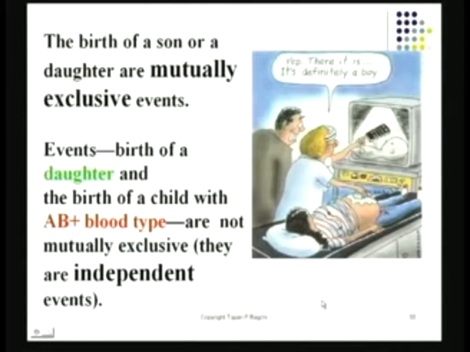Here's an example. There are two events: the birth of a daughter, and the birth of any child with AB plus blood type. Now, AB plus blood type is determined by biological considerations, and different biological conditions lead to the birth of a daughter. These two actually turn out to be independent events.